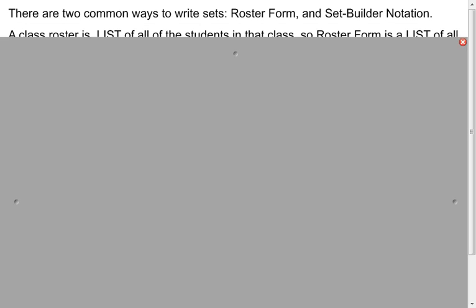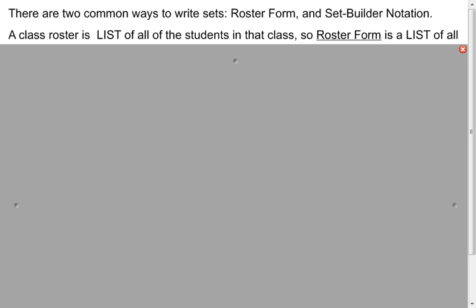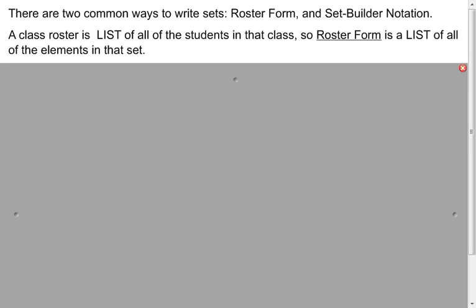There are two common ways to write sets. One is called roster form. The other one is called set builder notation. Now, if we talk about roster form, a class roster, for example, is a list of all of the students that are in that class. So roster form is a list of all of the elements in a set. Okay, roster just means list.